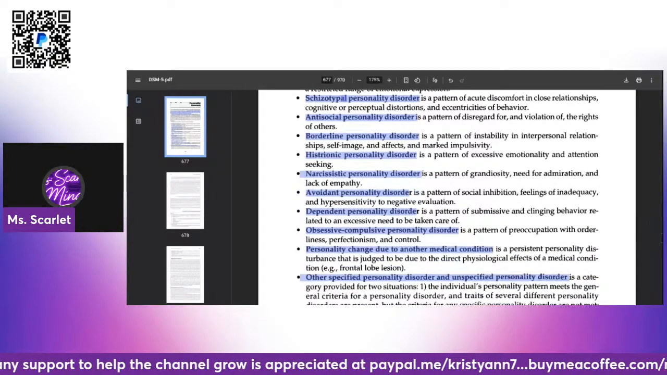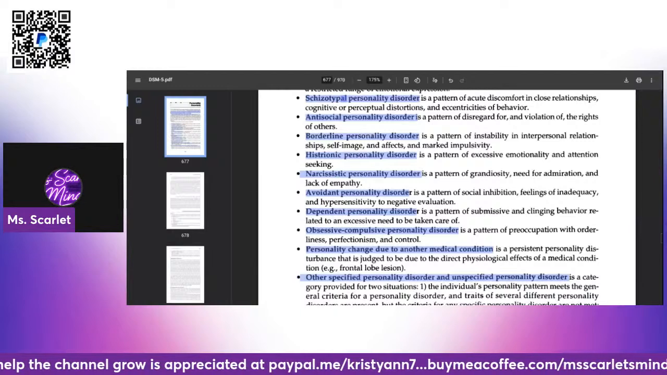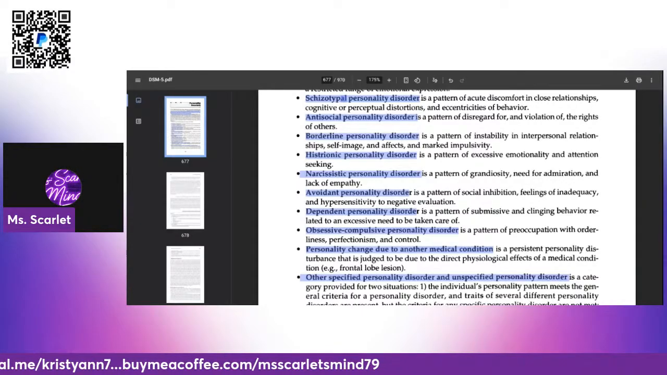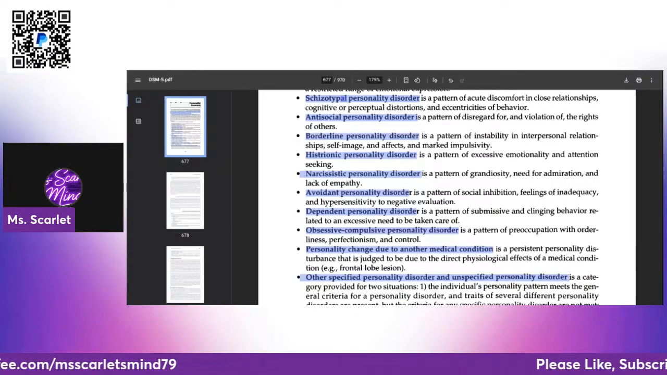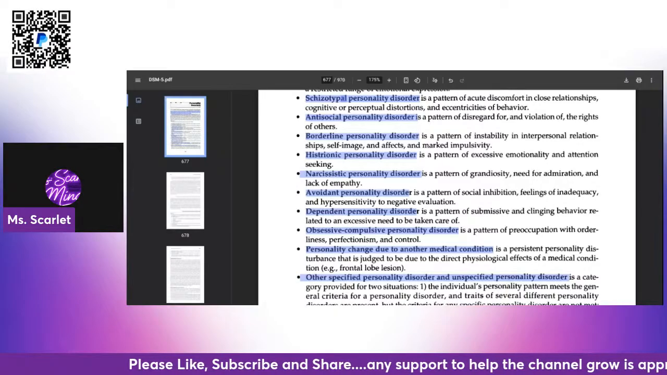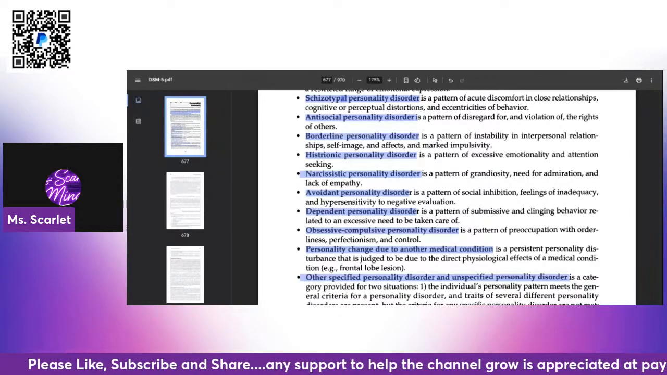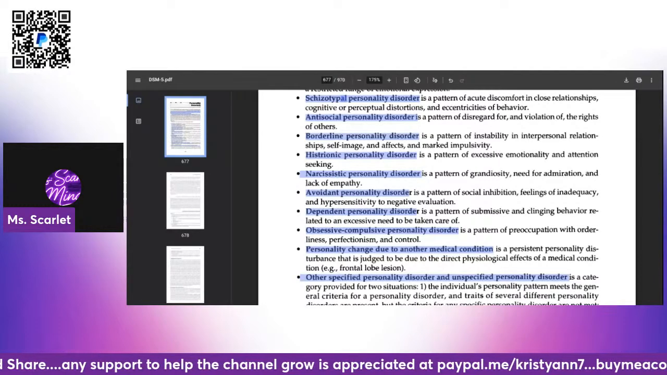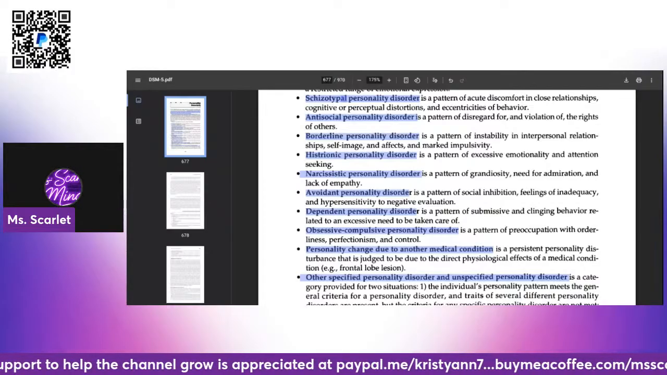I bet that you guys can guess who else I put in the histrionic personality disorder, right? So let me read that again. Histrionic is a pattern of excessive emotionality and attention seeking. Does crusty panties and twisted panties fit that? Oh, yeah. You guys are cracking me up already.